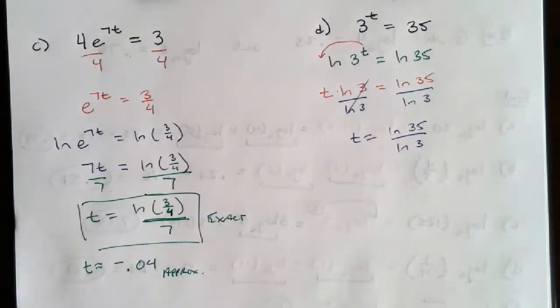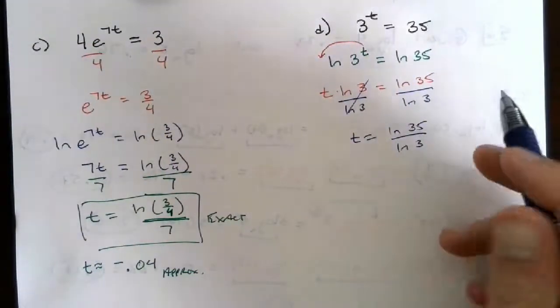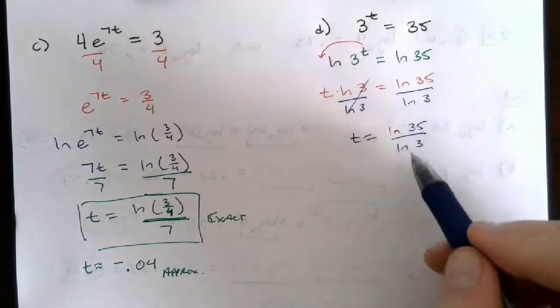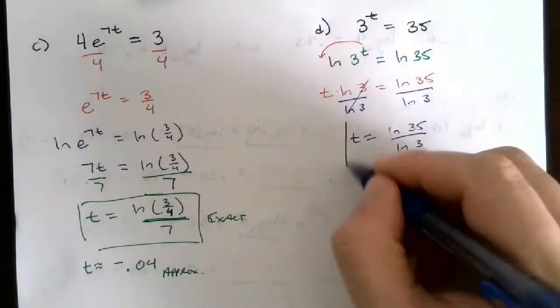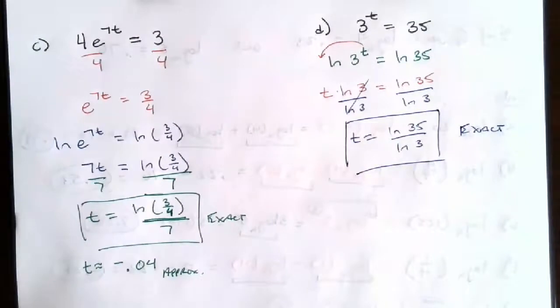And there's really nothing else you can do with this. You can't rewrite it as subtraction because it's not the log of something being divided. It's actually division of logs individually. So this is the exact answer. All right, so that's your exact solution.